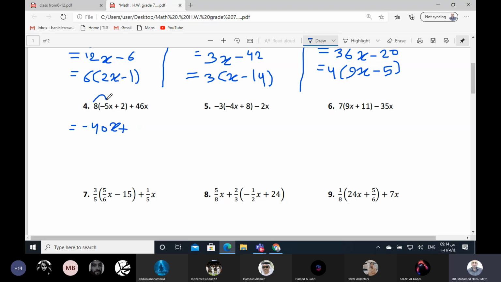So distribute 8 times minus 5x will be minus 40x. Then 8 times 2 will be 16 plus 46x. Now add the like terms. You have minus 40x plus 46x. Minus 40 plus 46 will be 6x.